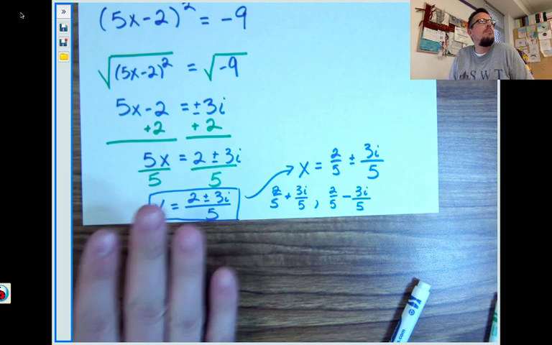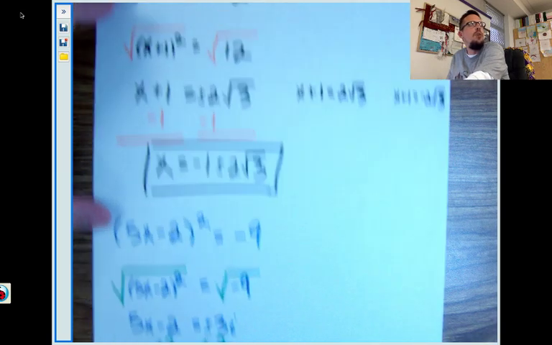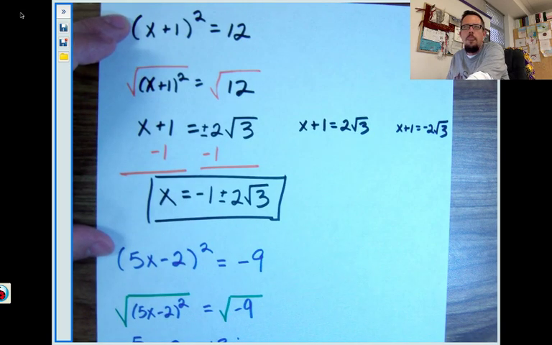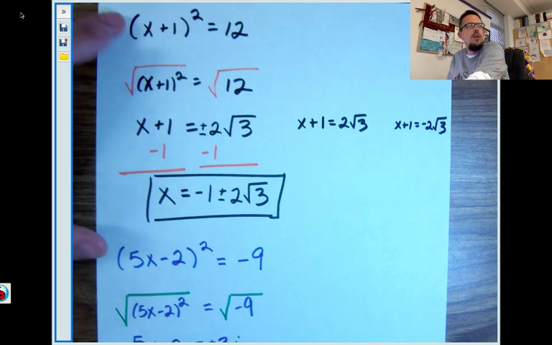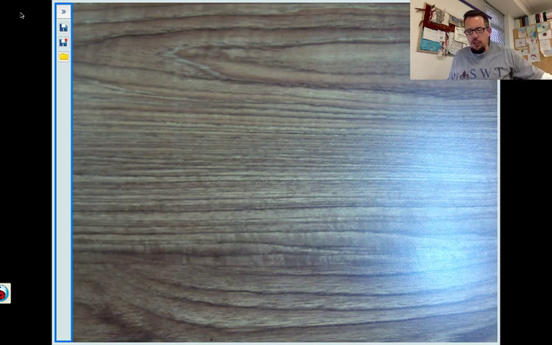Now, these 2 problems here, this one and this one, are the most important ones leading up to learning how to complete the square. Because when you complete the square, your problems end up looking like this, okay? Let me show you.